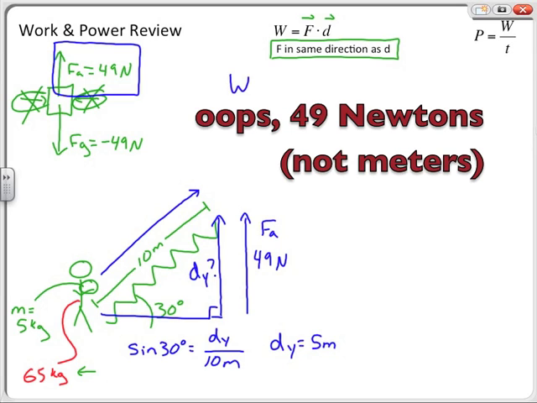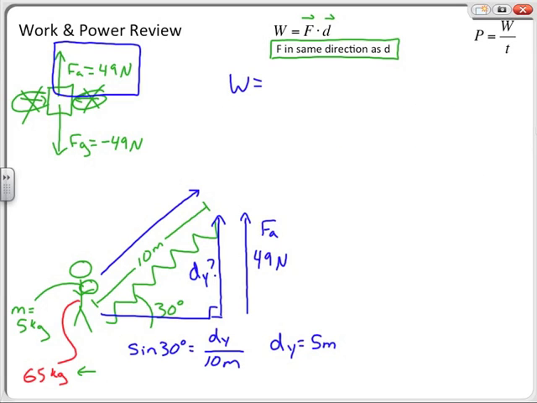So now I can go up here and say the work done on this bowling ball by me is 49 newtons multiplied by 5 meters. That means the work done was 245 joules. Remember, a newton meter is the same thing as a joule, and the joule is our preferred unit in the metric system for energy.